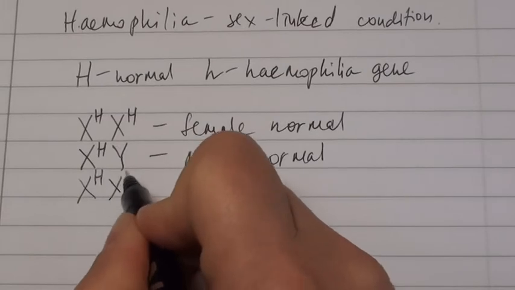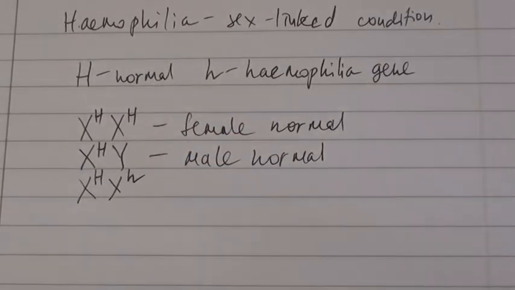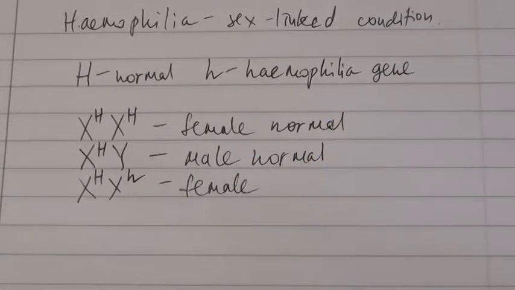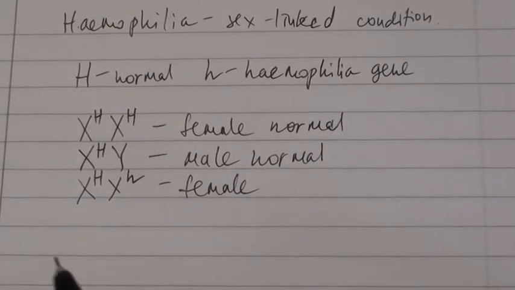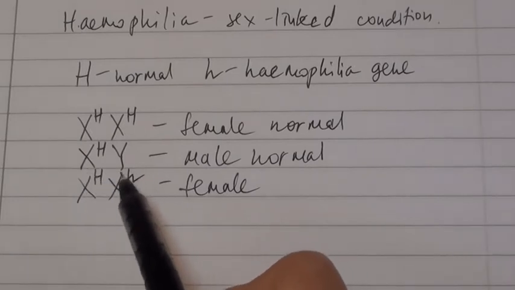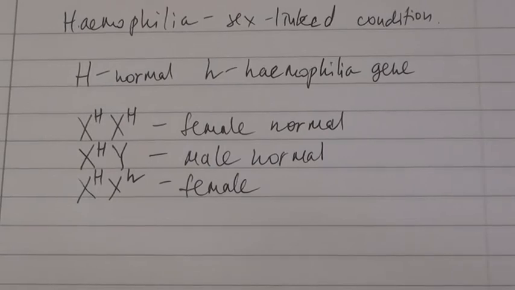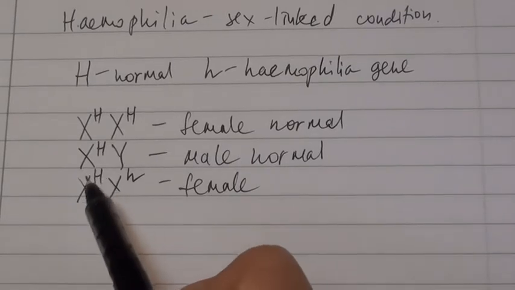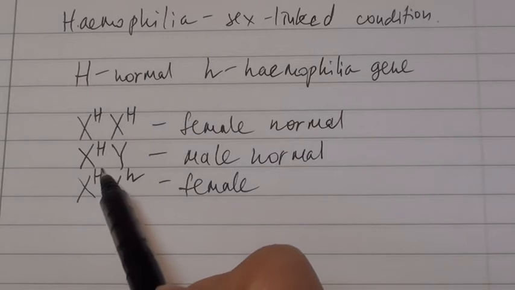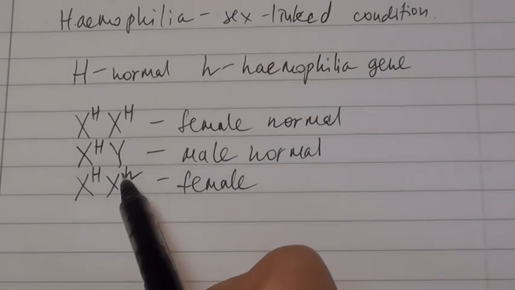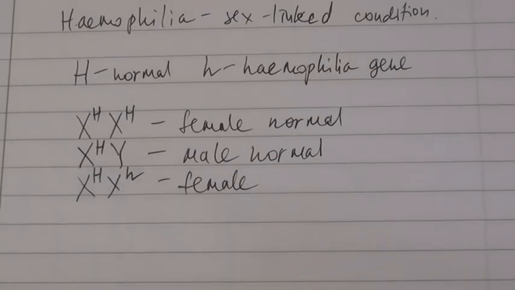Next scenario: an H and another H, but this time a small h. What do you think is going on here? First of all, I know this is a female again. Now let's think about it from the point of view of hemophilia. She's got one normal gene and one gene for hemophilia. Does it mean that this female is going to have the disease? Does it mean she's going to get hemophilia? Well, no, because the normal gene on that X chromosome is going to override the little h, the faulty gene, and that means she's actually living a perfectly normal life.